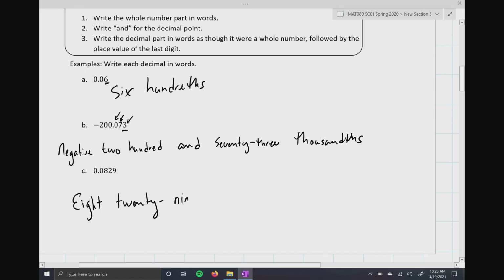829. Now let's count out the places. So the 0, that's the tenths, hundredths, thousandths, 10,000ths. All right. So remember, Mike, it goes tenths, hundredths, thousandths, 10,000ths, 100,000ths, and then millionths. Okay?